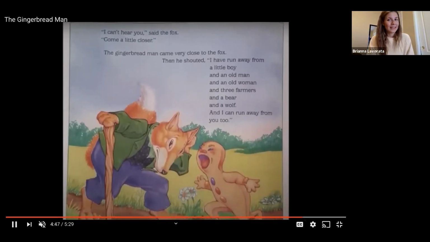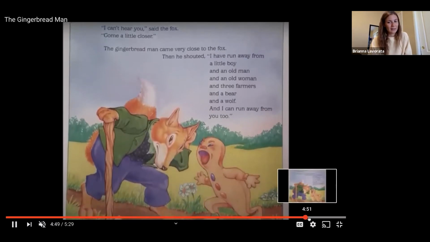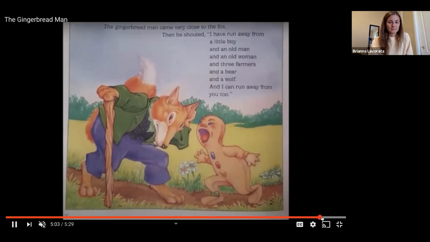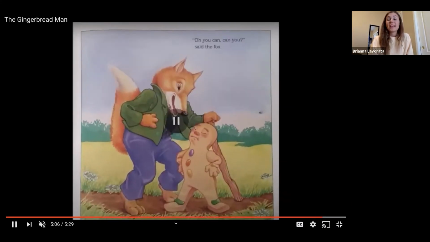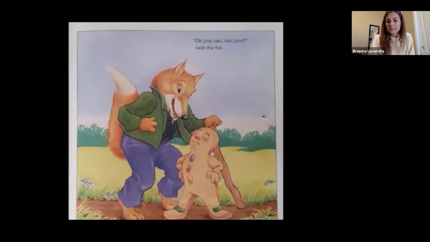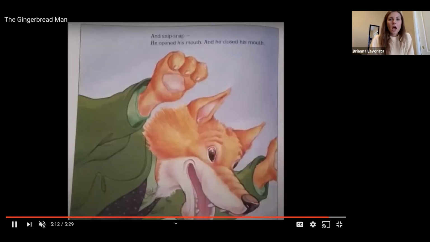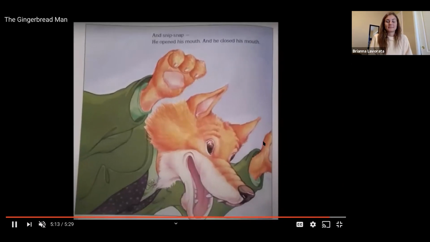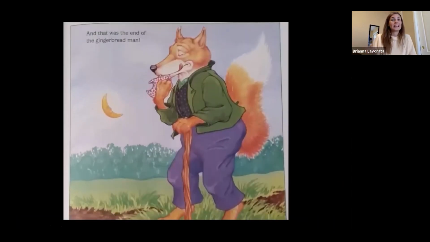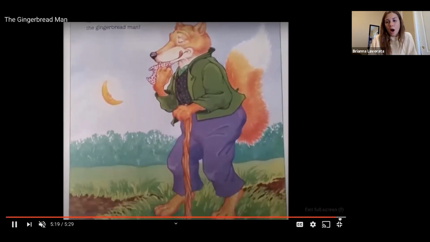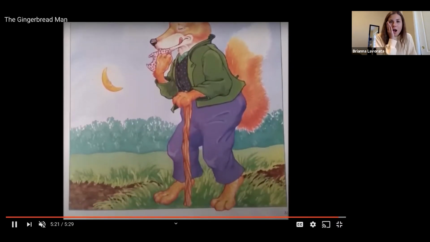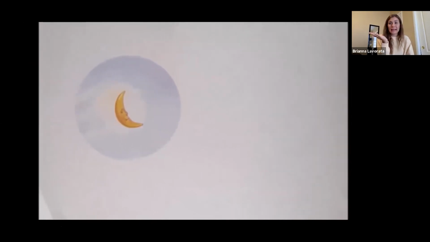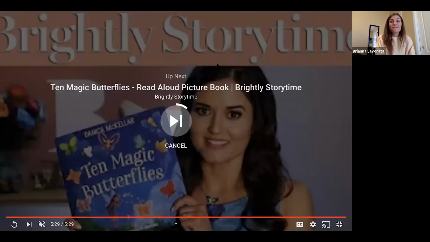Uh-oh, is the fox going to catch him? "Oh, you can, can you?" said the fox. And snip, snap, he opened his mouth and he closed his mouth. Uh-oh, and that was the end of the gingerbread man. Oh no, our friend the gingerbread man, he got eaten by a big hungry fox.